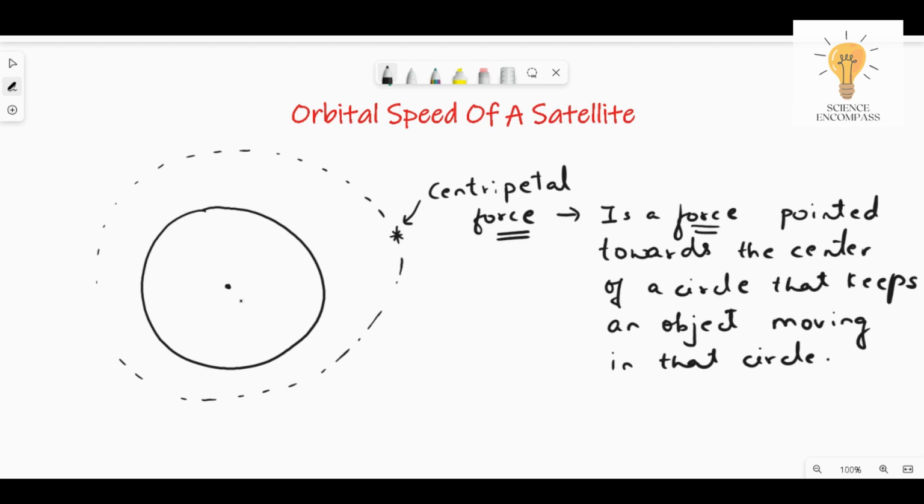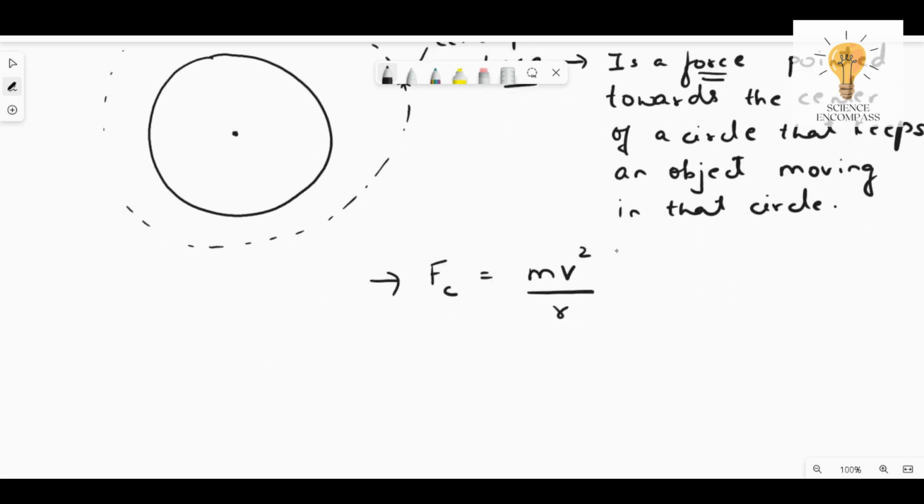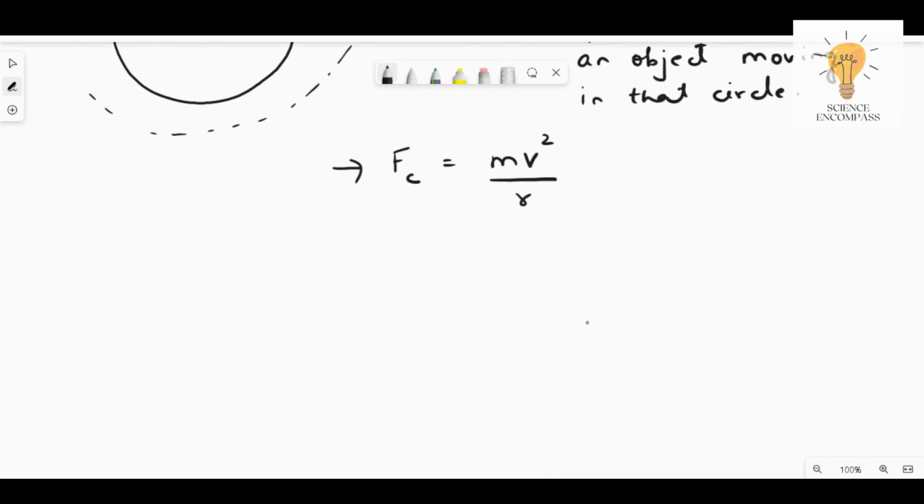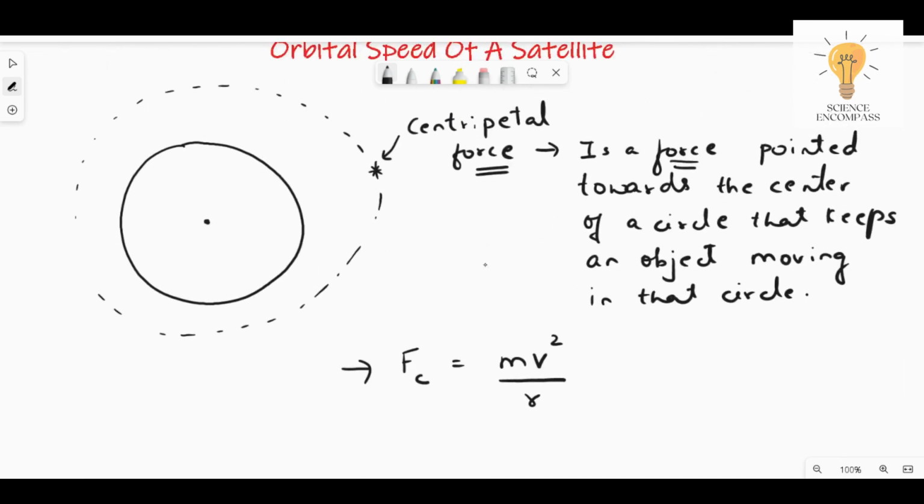All right. So the centripetal force on a satellite is given as mass times velocity squared divided by the distance. Okay, so what do you mean by this?